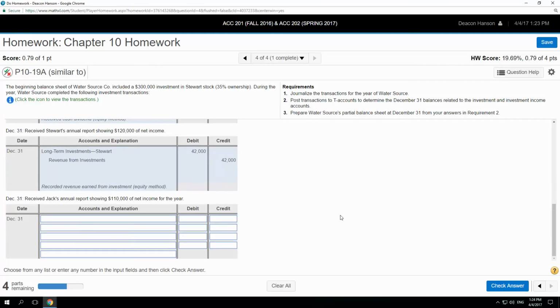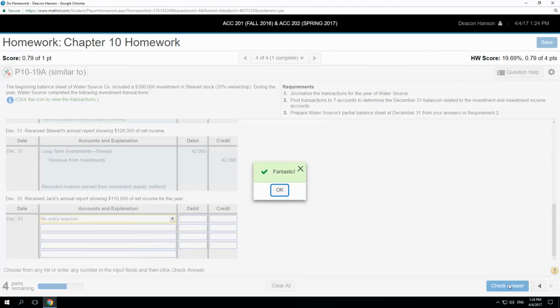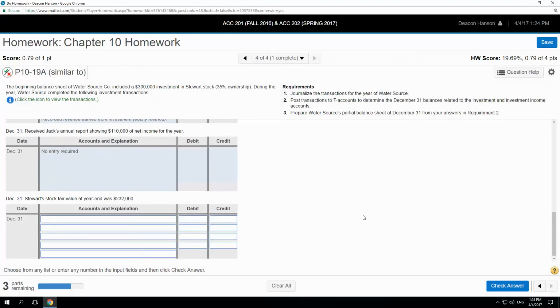Fantastic. Okay. Now, they throw this one in because they gave you Stewart's annual report. Now they're giving you Jack's annual report. But the thing is, we don't own 20% of Jack. We own less. So we don't have to do any kind of equity method journal entry. It's just going to be no entry here. No entry required. Make sense? You sure? Okay.